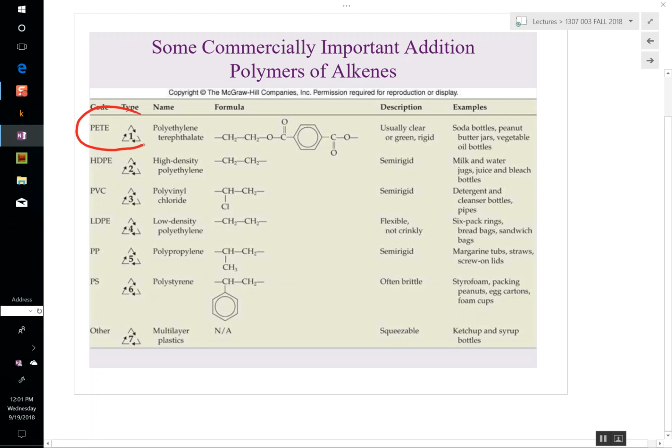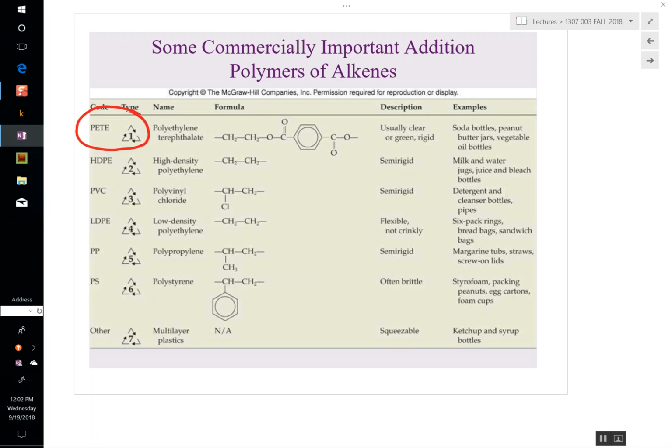If you looked at one of your drinking bottles, what you're probably going to see on the bottom is a triangle with a number 1 in it. PETE. What is that? Polyethylene terephthalate. That's a very common one for drinking water bottles and that sort of stuff. This is polyethylene, high density polyethylene. Low density polyethylene. So here's your bread bag, sandwich bag, Ziploc baggies. Here is your milk and water jugs.